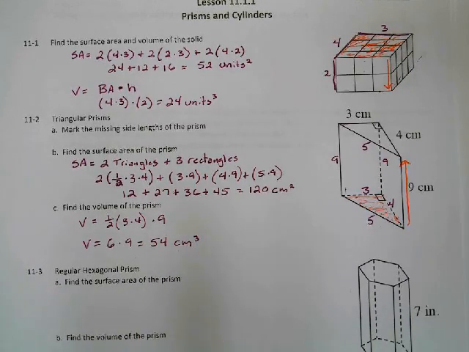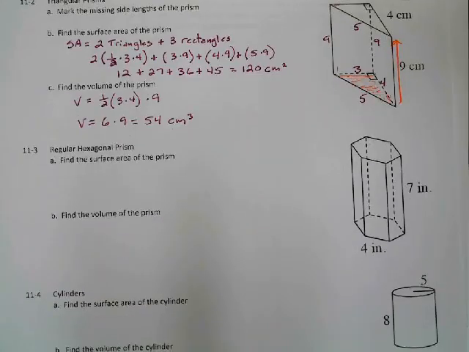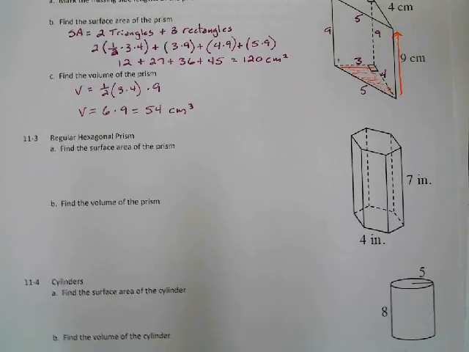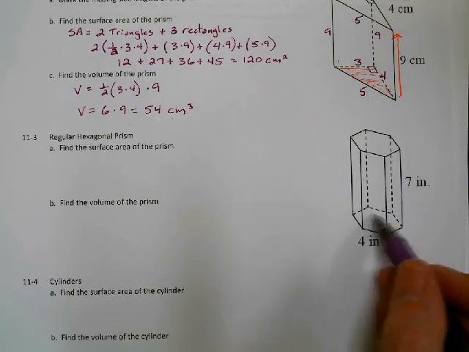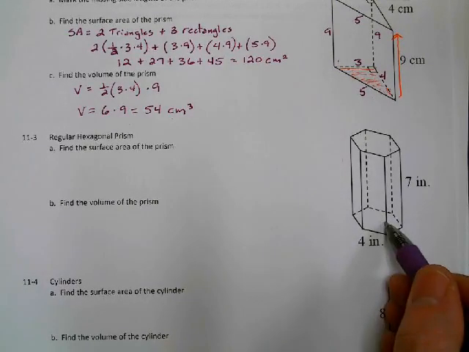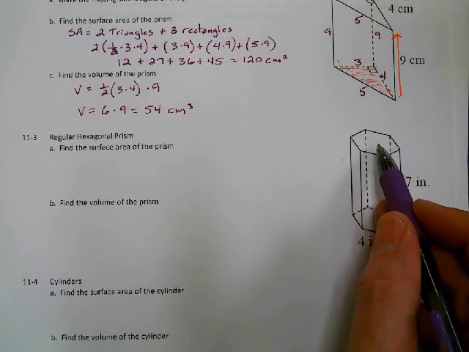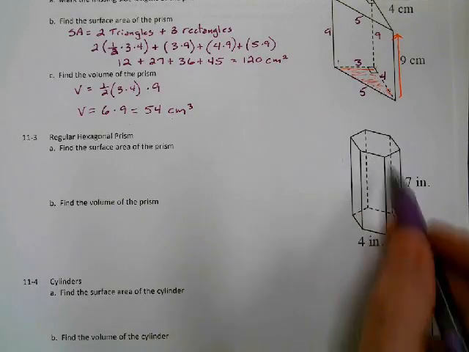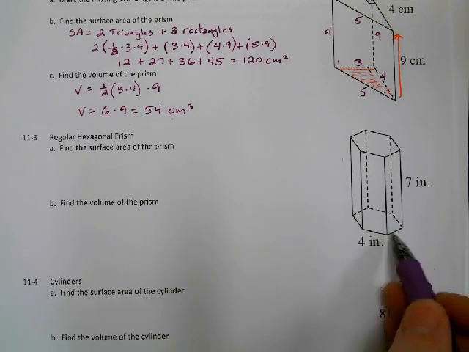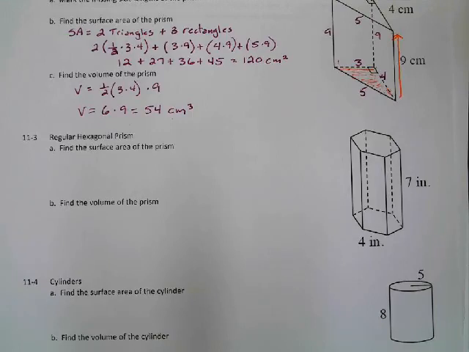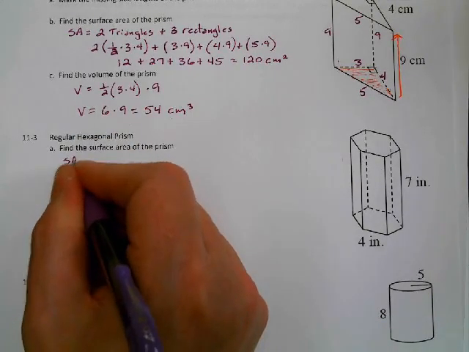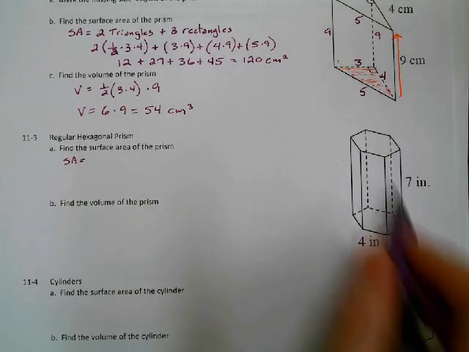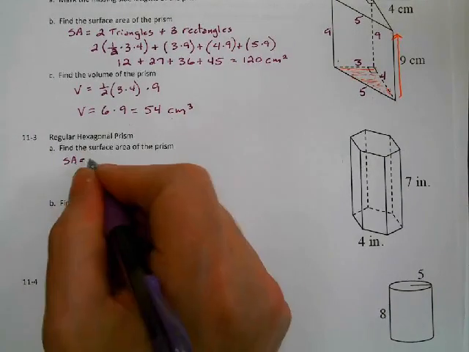Next, here we've got a regular hexagonal prism. This one has a base that is a hexagon, and then I've got a hexagon on top. And then these are the sides that are parallel to each other, connecting the two bases together. So looking at this surface area, on the top and the bottom, I've got regular hexagons. So I've got two regular hexagons.